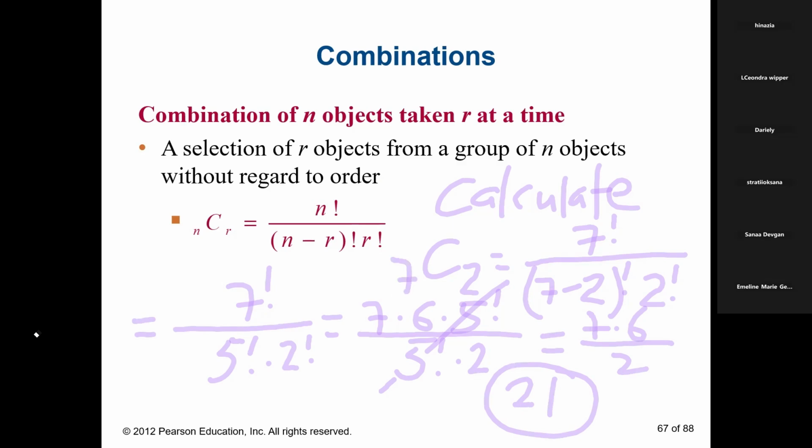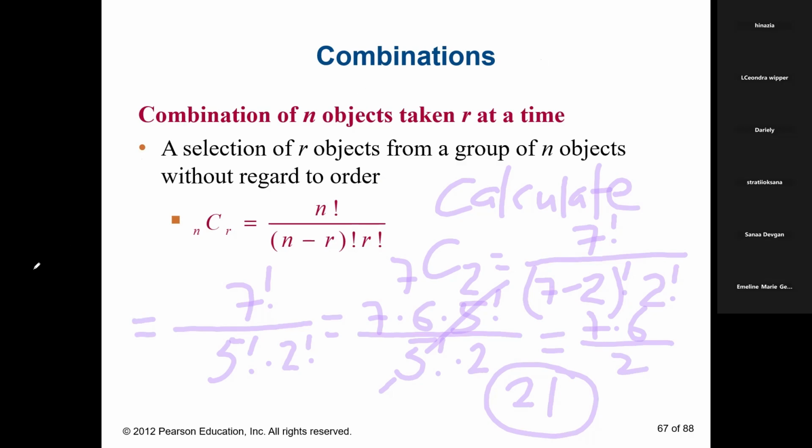Right? So keep in mind, combination order is not important. Order does not matter. So you can have two people finish first, two people finish second. So there is no order here. Okay? Is this clear?